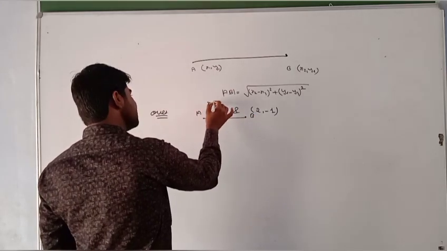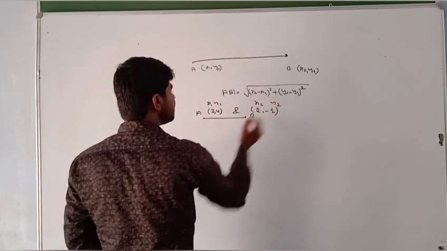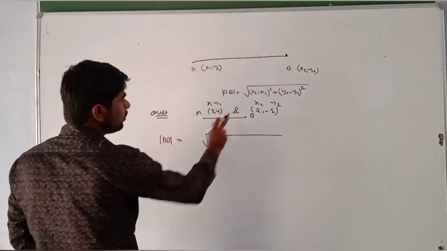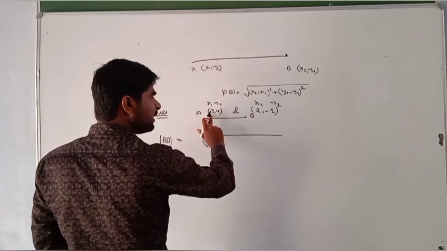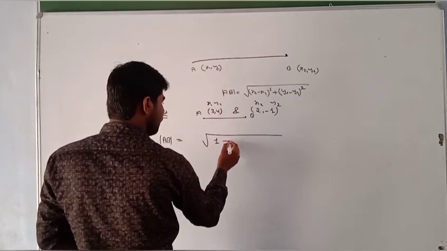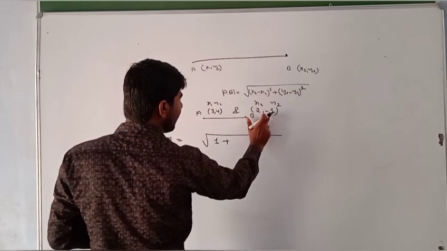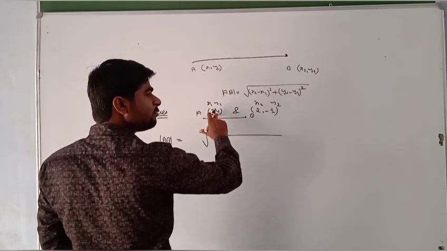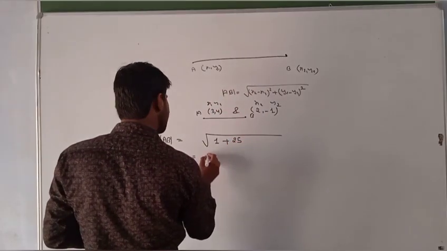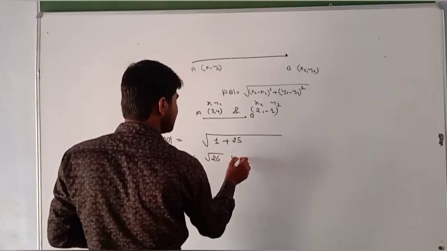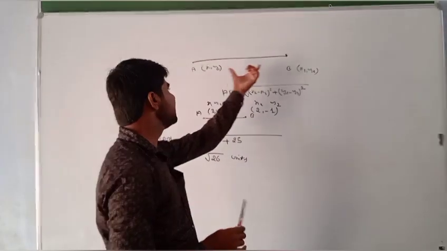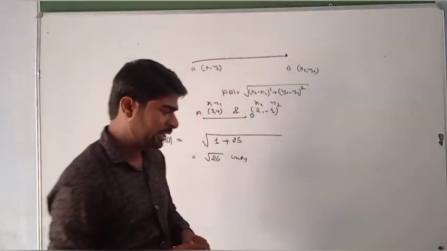We know that this is x1, y1 and this is x2, y2. What is the value of distance? AB mod equals under root of (x2 minus x1) whole square, which will always be positive, plus (y2 minus y1) whole square. That is 1 plus 25, so under root 26 units. This will be the value of distance between these two points.